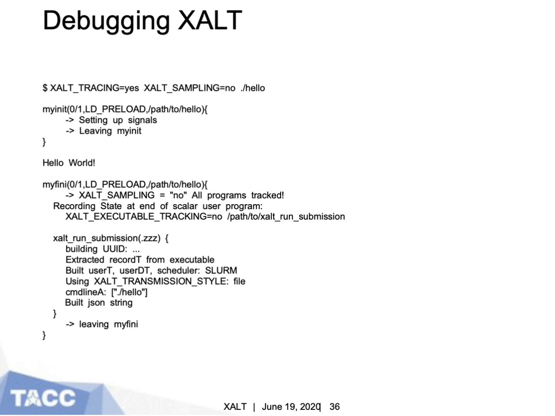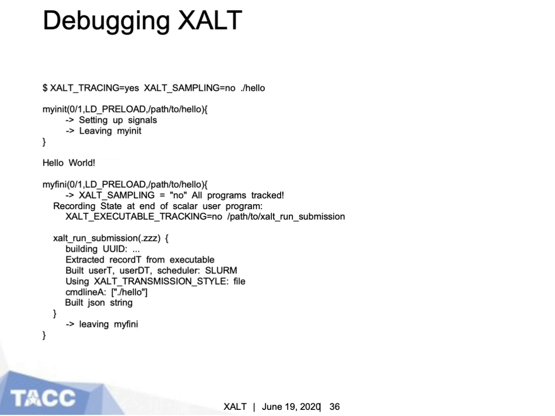XALT is doing a lot in the background. How do you know if it's working? So I've added the ability to debug XALT to see what it's doing. If you define XALT_TRACING equals yes, and turn off sampling so it's going to absolutely record this, then you can get information about what XALT's doing. So it tells you that myInit ran, it set up the signals, it didn't do any recording because this is a scalar job. It prints out hello world, and then the myFini routine is run.